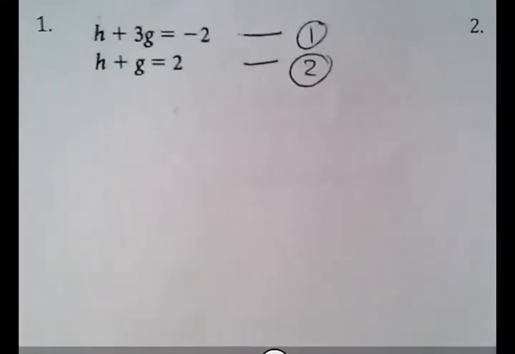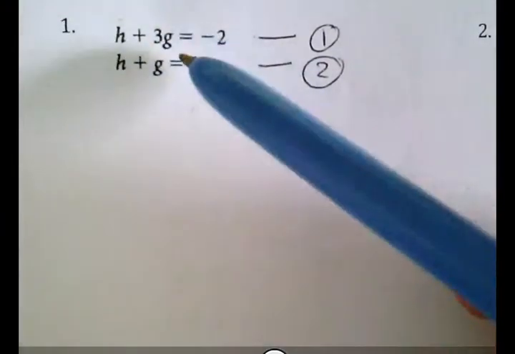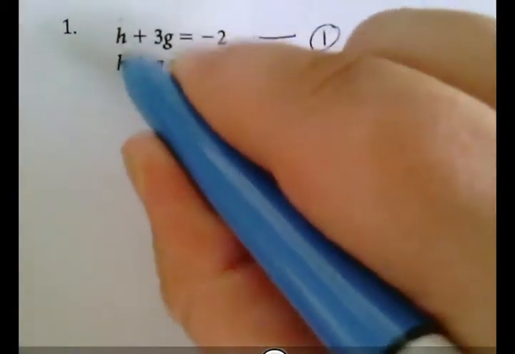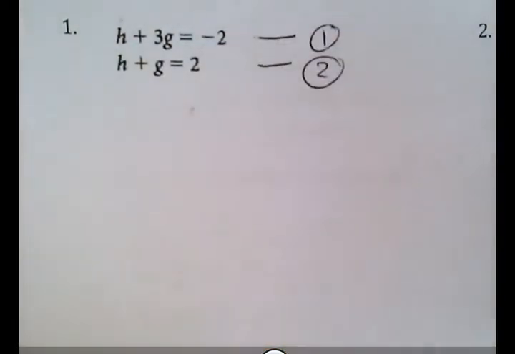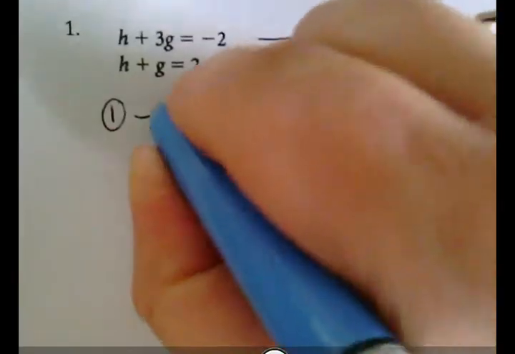So this is when you'll look for whether either the h or g are the same, and they are. When they're identical, if you do something take away itself, you end up with nothing. It's like 5 take away 5 is 0. A take away A is 0. 2x take away 2x is 0. Anything take away itself is 0. So the h's are identical, so we're going to subtract. Okay? So we're going to do equation 1 take away equation 2.